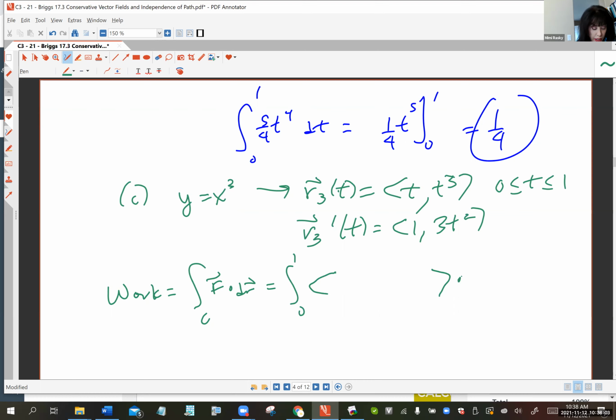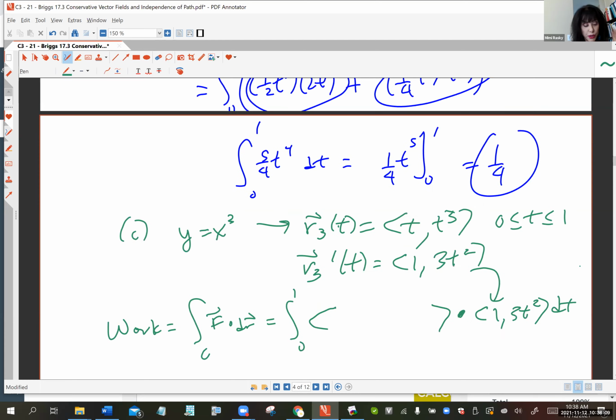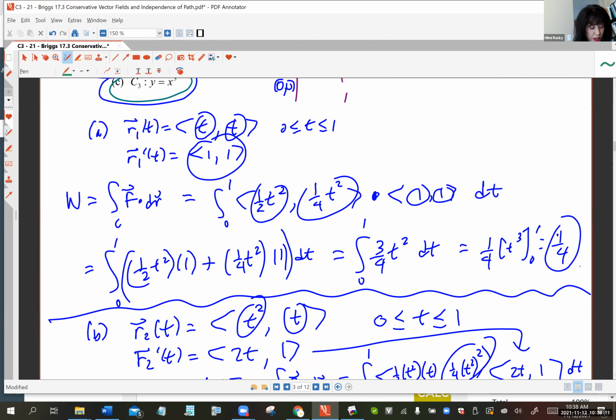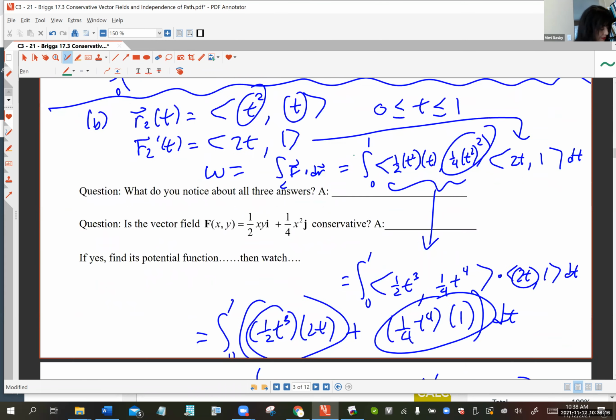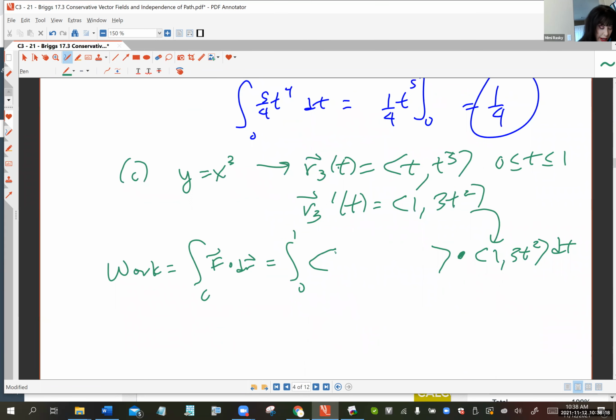You're going to take a dot product. Don't forget to use your velocity vector. And so now you have to convert your vector field into t again, 1/2 xy, 1/4 x squared. Okay, 1/2 xy, that's 1/2 t cubed, because I'm taking the x and y components from the vector valued function. And then 1/4 x squared, that looks like it'll be 1/4 t squared. Okay, so this is what, 1/2 t to the 4th.